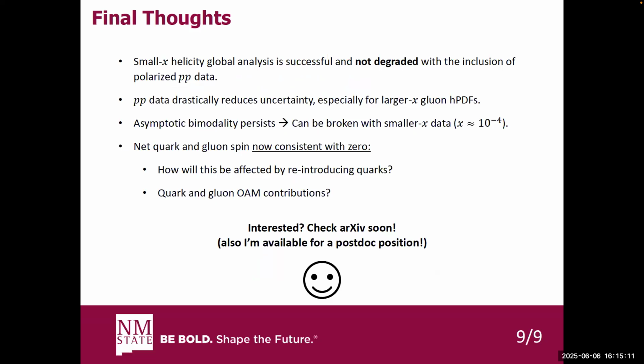Nice details of what we saw earlier today. Questions for Nick? Can you go to slide number 2?